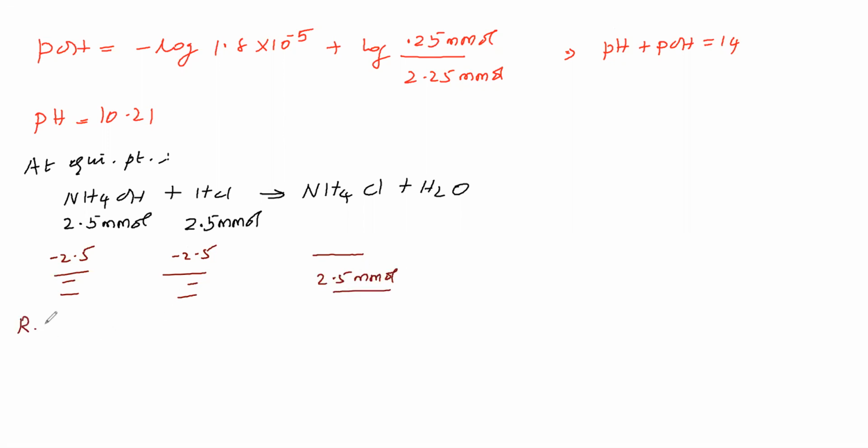Now we will see the resultant solution. The volume of the resultant solution: ammonium hydroxide we took initially 25 ml, HCl we added in total 25 ml. So the net result is that the volume of the resultant solution is 50 ml. So in the resultant solution, what is there? Ammonium chloride salt is present. Now this ammonium ion is from which one? From the weak base ammonium hydroxide. Therefore, this ammonium ion can undergo hydrolysis.